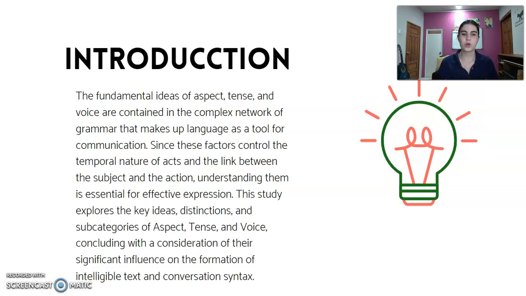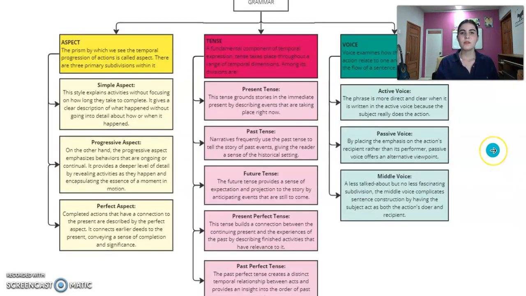In this video, we're going to talk about the key ideas, distinctions, and subcategories of aspect, tense, and voice, and consider their influence on syntax. Well, we have this chart, and below this video I'm going to put the link where you can find it in better resolution, this graphic designed by me. We have the grammar and three sections: aspect, tense, and voice.